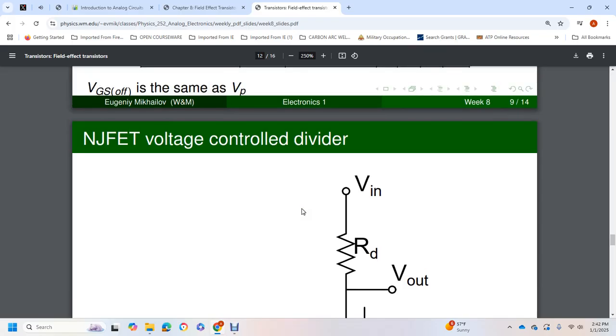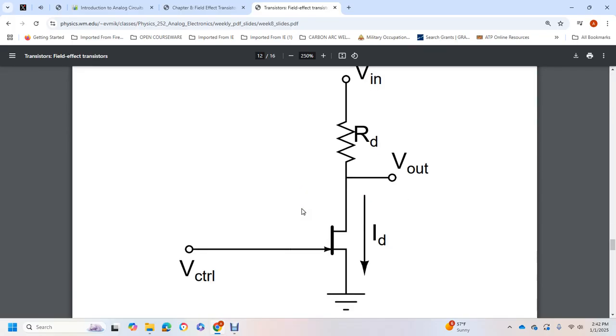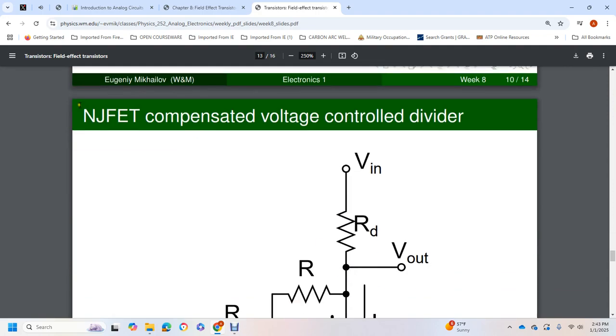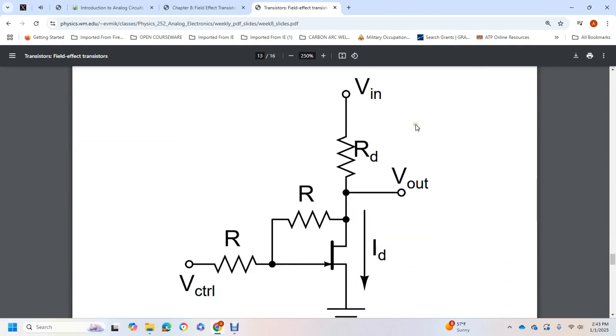Then it shows the negative junction field effect transistor as a voltage-current divider. We have the gate, the voltage and current going to the gate, the drain voltage input going through a resistor to the drain, the voltage output, and current going through the source to ground. Then the negative junction compensated voltage-controlled divider: resistor 1, resistor 2, gate, voltage out, voltage in, drain.